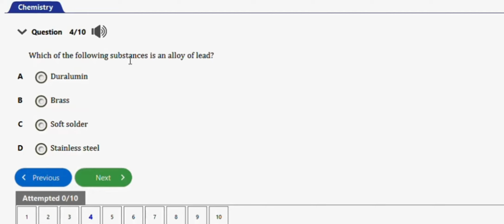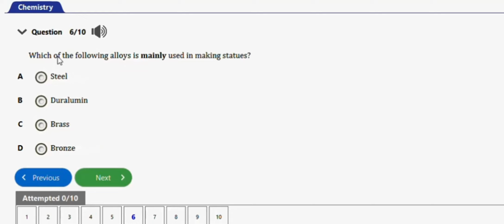It says which of the following substances is an alloy of lead? So we have aluminum, brass, soft soda, stainless steel. The right answer is option C, soft soda. Okay, so that's it for this question. The next subject question will be this one.